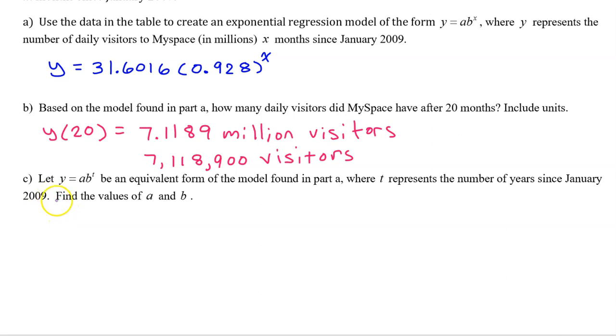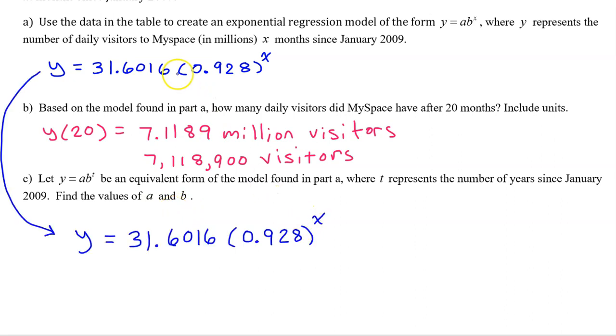Part C. Let y equals a times b to the t power be an equivalent form of the model found in Part A, where t represents the number of years since January 2009. Find the values of a and b.